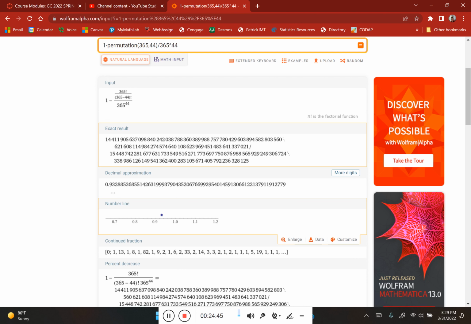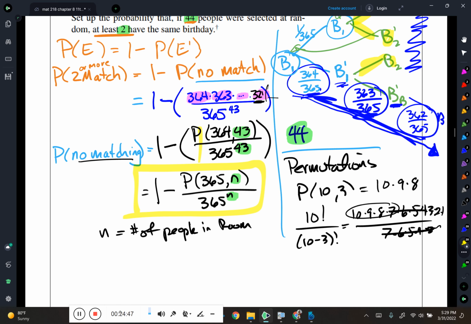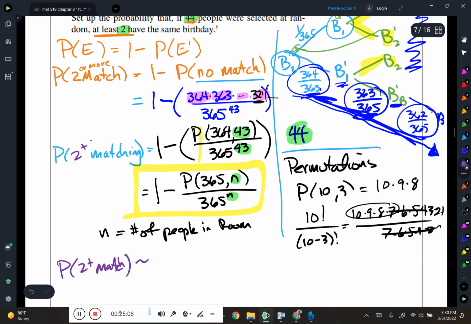So if I go back over here, what I'm going to say is that the probability of 2 plus matching is approximately 93%. We have about a 93% chance that 2 or more people in this room will have the same birthday.